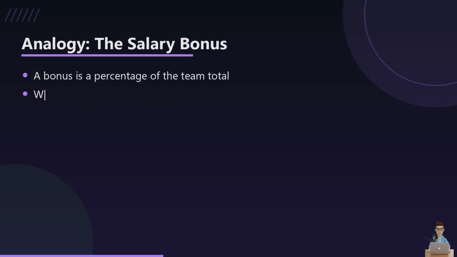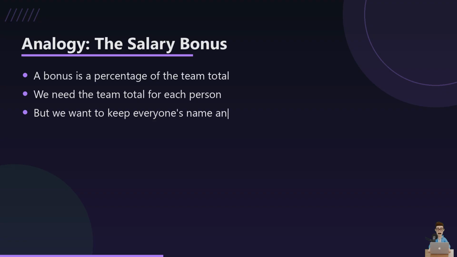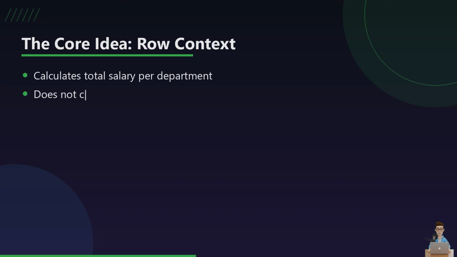You reach for this whenever you need to compare an individual record against the properties of the group to which it belongs. For instance, calculate what percent of the department salary an employee earns without losing their specific job title or hire date. Notice what happens when we use this clause.